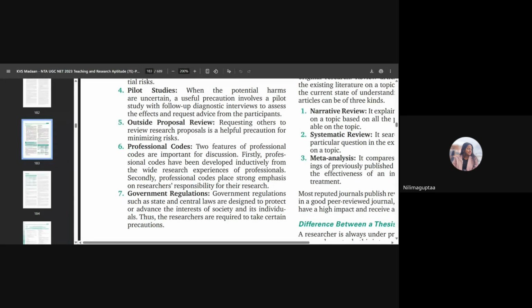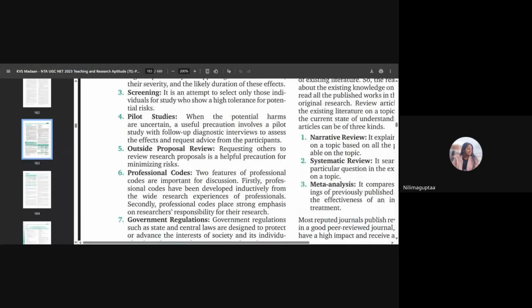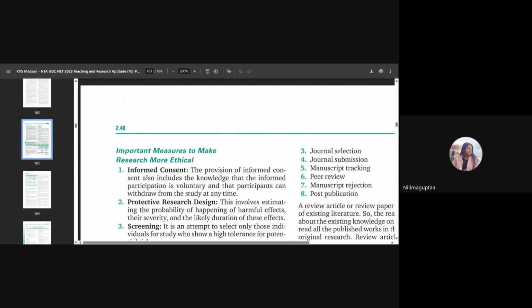Next is government regulations. Government regulations, such as state and central laws, are designed to protect or advance the interest of a society and its individuals. Thus, researchers are required to take precautions for the same, like we discussed: that this is the plagiarism report, and this is the percentage beyond which it should not go. So all such things should be taken care of if you want to be a part of ethical research. So these are the most important things with regard to your research ethics.